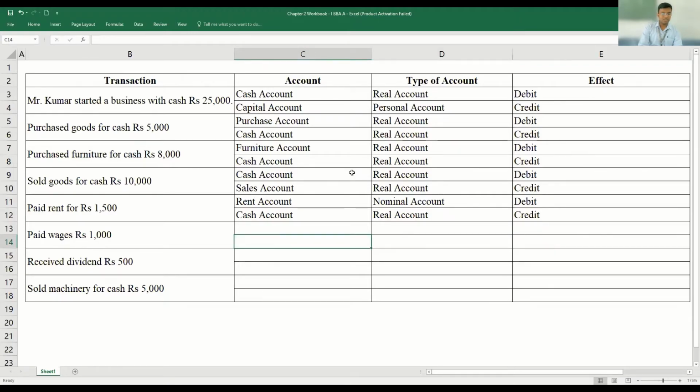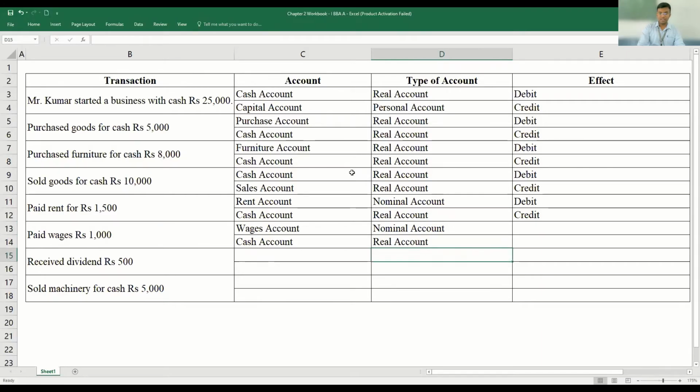Now let's move on to the next transaction. The next transaction is paid wages rupees 1,000. Which are the two accounts over here? The two accounts are wages account and cash account. Wages account is what type of account? Wages account is a nominal account.